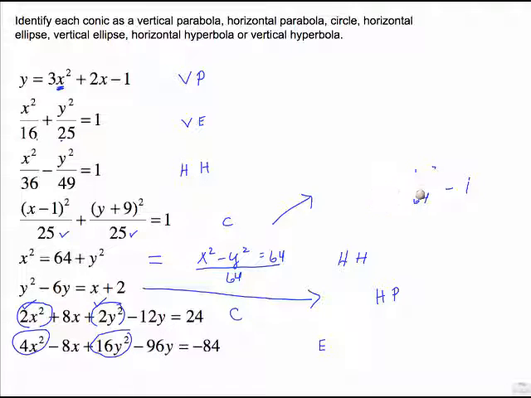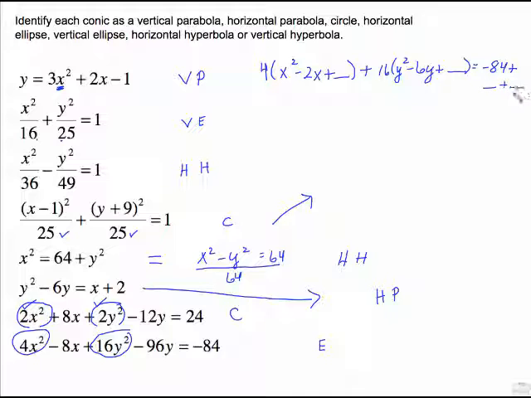So let's create some room here so I can complete the square. And what we'll have up here is 4 times parentheses, x squared minus 2x plus blank. Let's do the y squareds, plus 16 times y squared minus 6y plus blank equals the negative 4 that's already over there plus 2 more blanks. So let's complete the square. Half of 2 is 1. 1 squared is 1, but what we really added on that side is 4. Half of 6 is 3. 3 squared is 9, but what we really added is 16 times 9, which is 144.